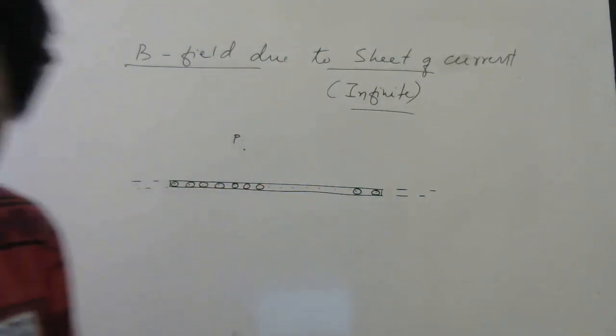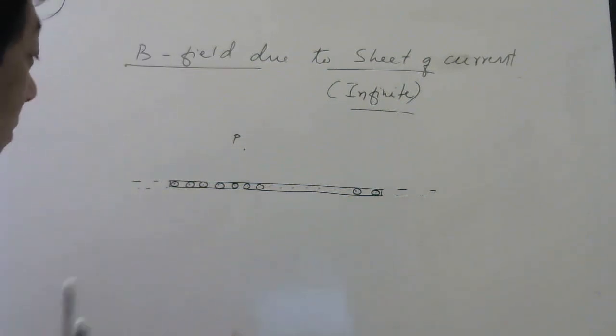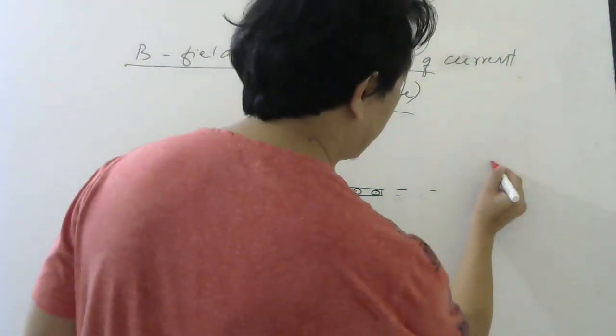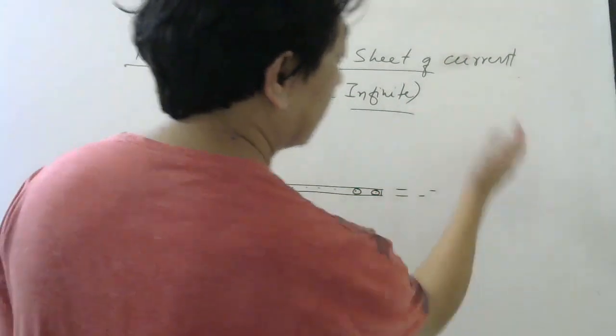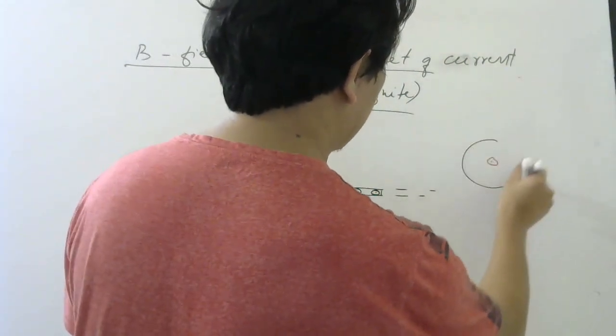First, as I told you, you need to have an idea about how magnetic field lines look. Now imagine there was only one wire like this, only one wire coming out. So if only one wire was coming out, the magnetic field will look like this. Yes or no? Like this.